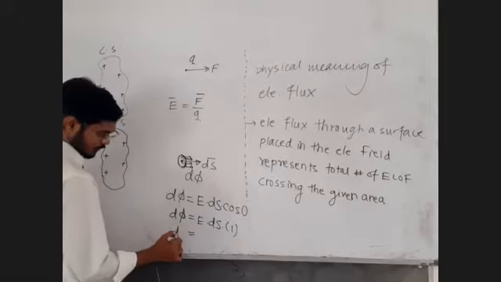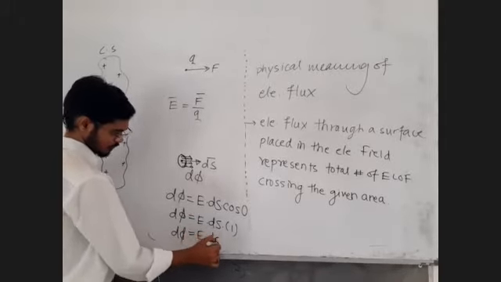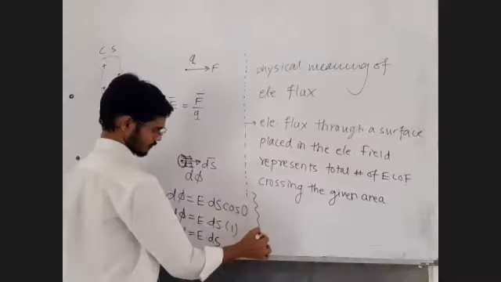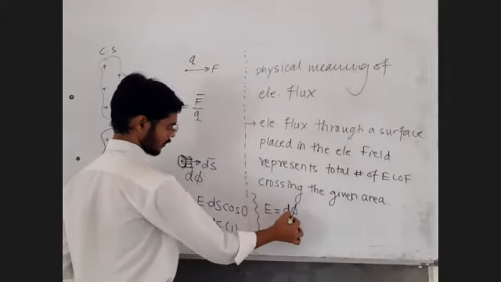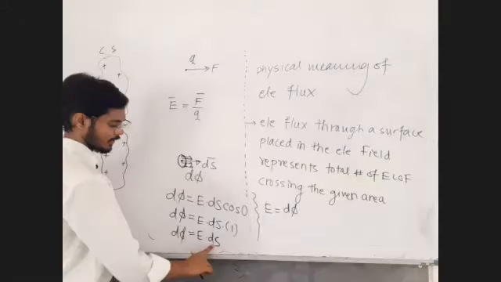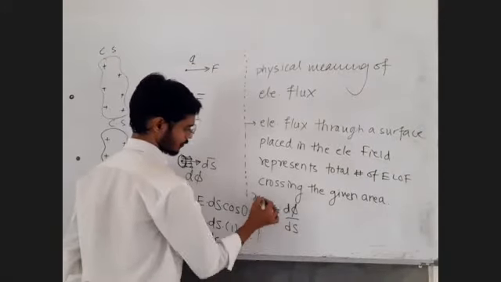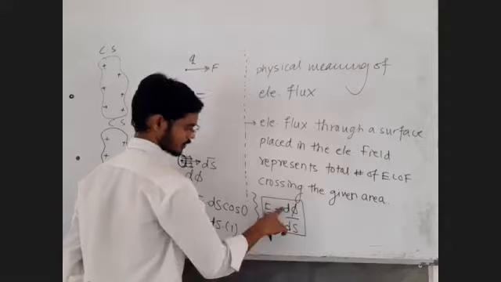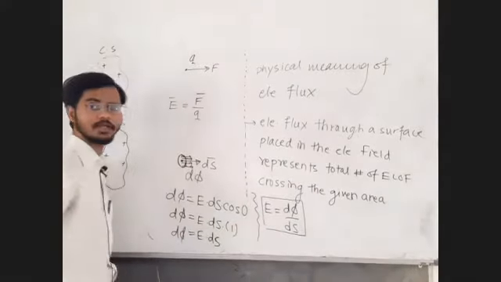What is that definition? E is equal to the electric flux dφ divided by the area, meaning electric flux per unit area at a given point. Electric flux per unit area at a given point is the magnitude of the electric field.